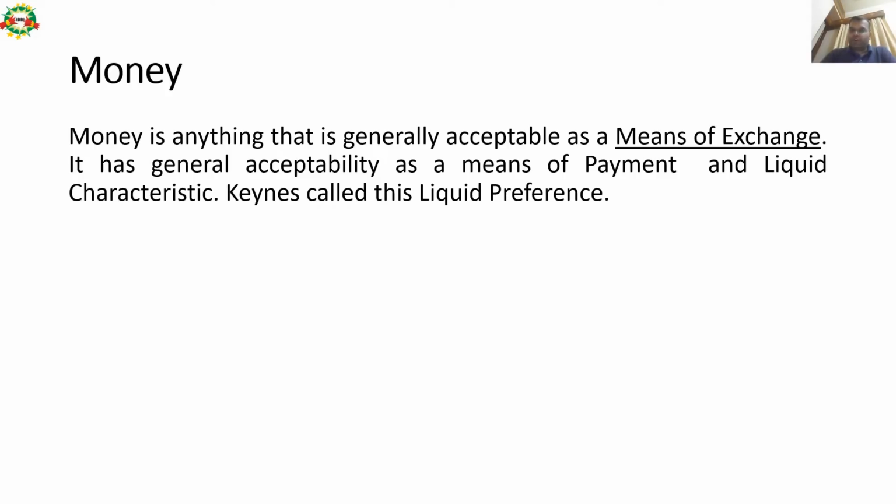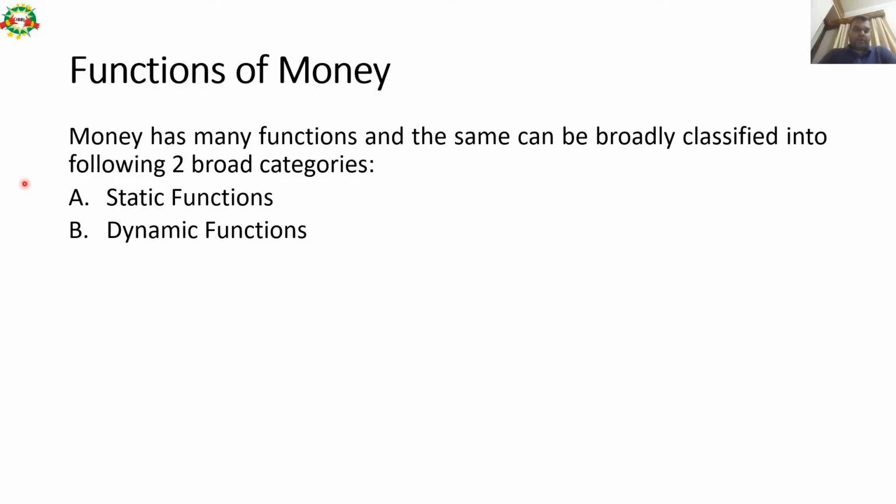So first, most important terminology which we will come across throughout our macroeconomics session is money. So what is money as per macroeconomics? Money is anything that is generally acceptable as a means of exchange. So keywords are means of exchange. It has general acceptability as a means of payment and liquid characteristics. So this liquid characteristic is defined as liquid preference by Keynes. So these are the 2 important functions of money.